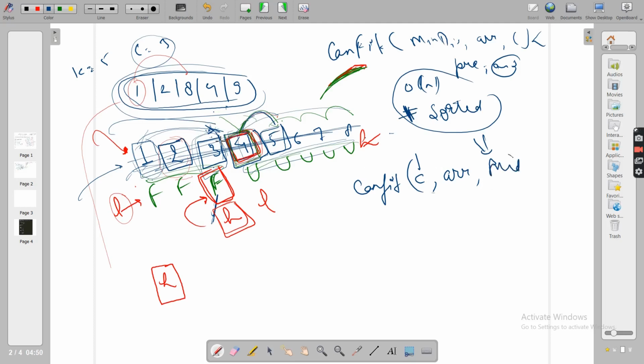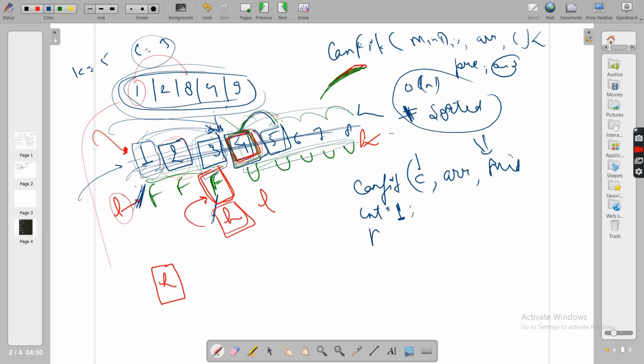What is this mid? If let's say L and H are here, you'll get mid. So let's keep a count variable. What does this mean? Count means how many cows you have fit right now. Initially, obviously, you will fit cow number 1 at the 0th index.